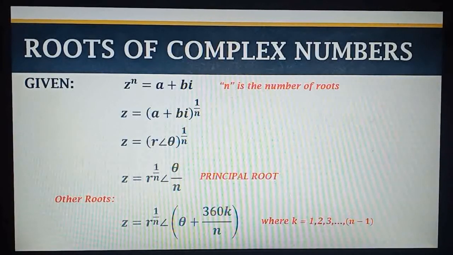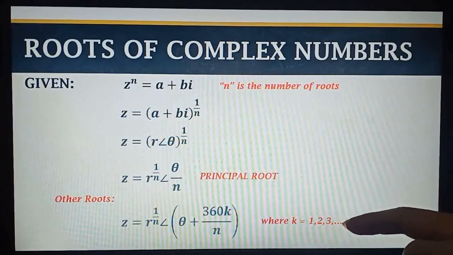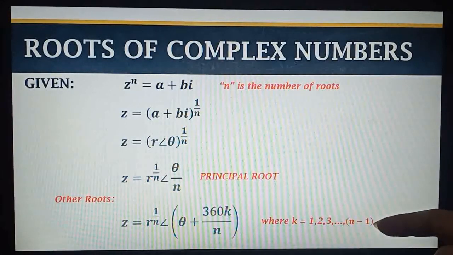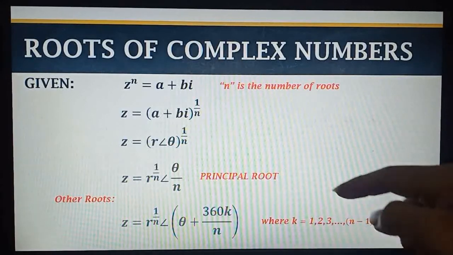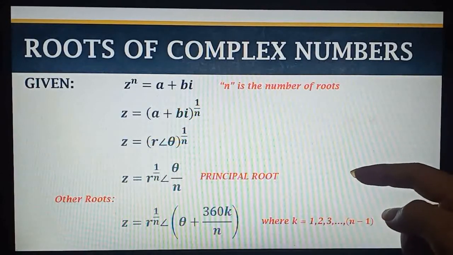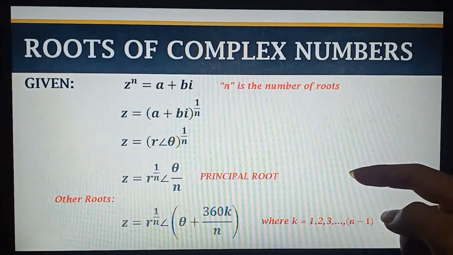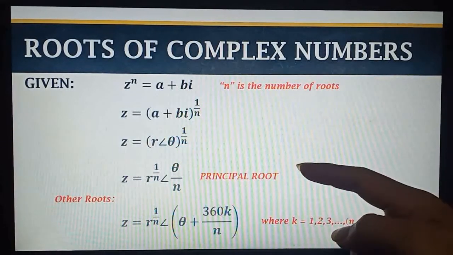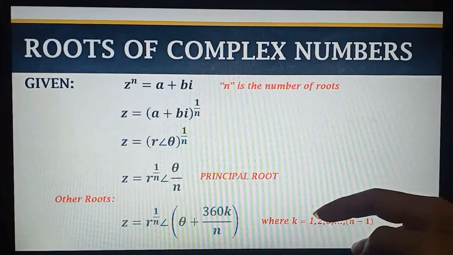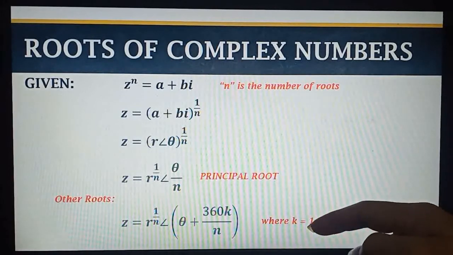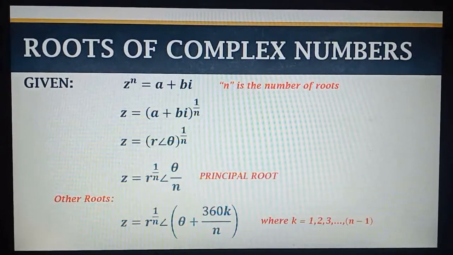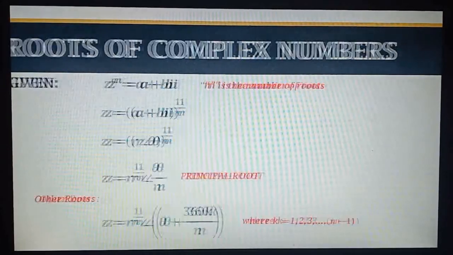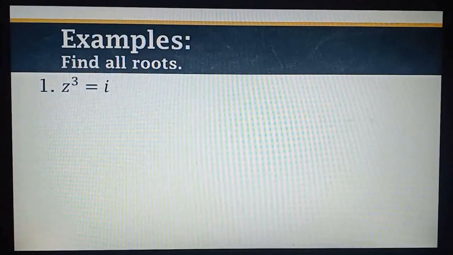So, mag-stop lang tayo dun sa n minus 1 or mag-stop lang tayo dun sa kung pang ilang roots yung hinahanap. So, syempre, for example, you have z squared, so you will have two roots. First root is your principal root, then the second root is wherein k is equal to 1. Now, let's go to the example para mas madali siyang intindihin. So, you will have your example.